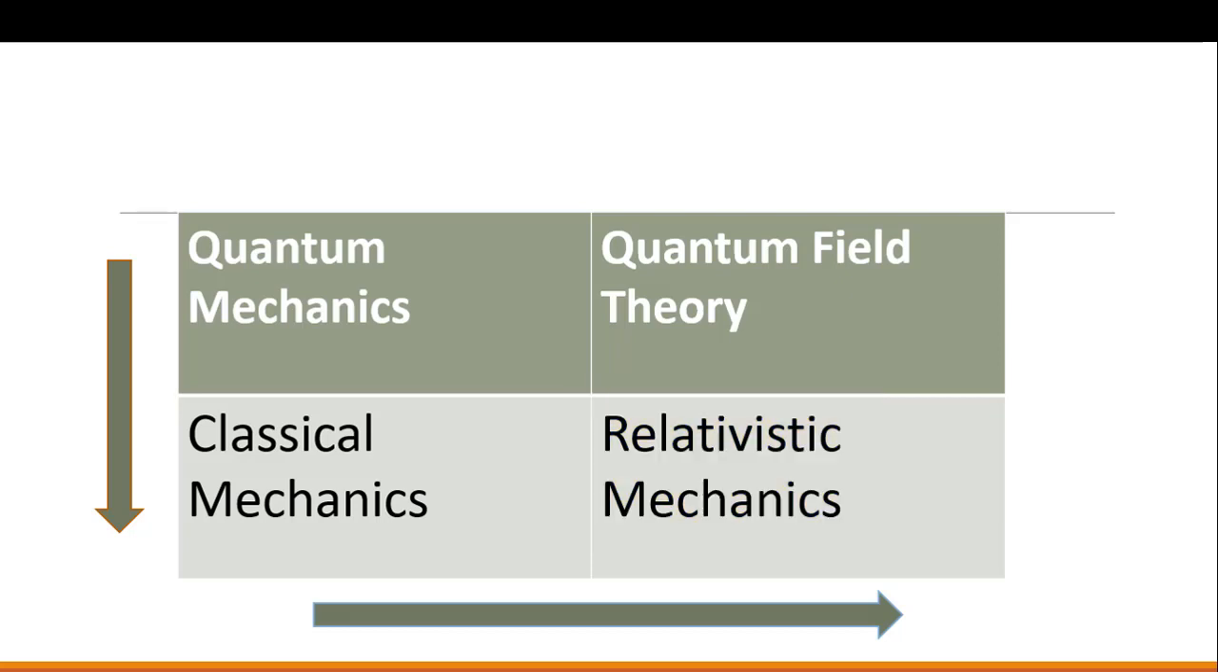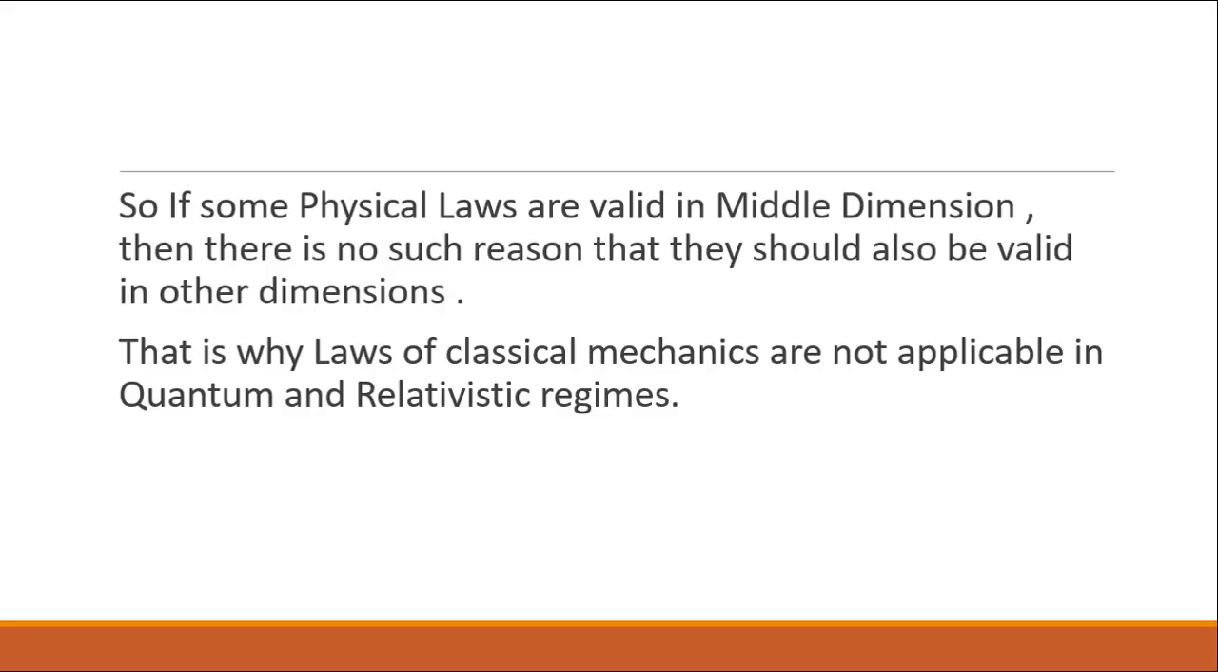Similarly, if we have small masses which are moving with very small speeds, then we are in the regime of quantum mechanics. If these small particles, these quantum particles, start moving with relativistic speed, then we are in the regime of quantum field theory. If some physical laws are valid in the middle dimension, then there is no reason that they should also be valid in other dimensions. That is why the laws of classical mechanics are not applicable in quantum and relativistic regimes.